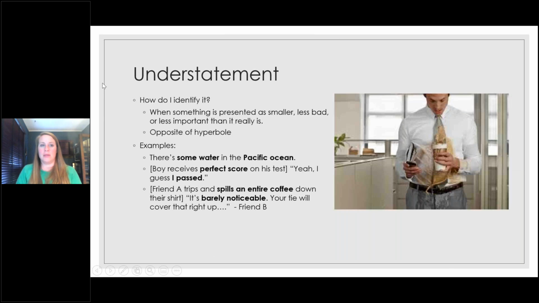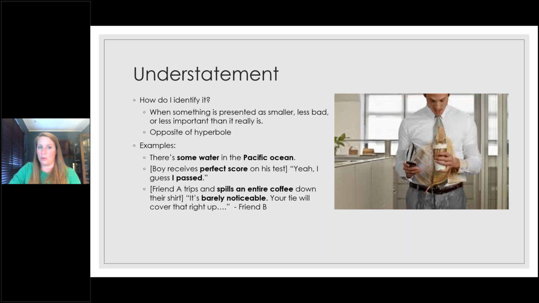Oh, okay, understatement. This is the exact opposite of hyperbole, where hyperbole was over the top. Understatement is basically when we present something as being smaller, less bad, less important, etc., than it really is. I feel like understatement goes hand in hand with being sarcastic. That's kind of for a comedic effect. I think that works pretty well.